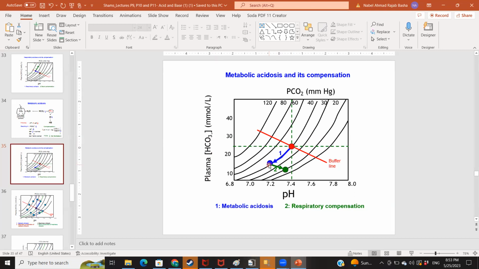So immediately, within seconds, the lungs will respond and they will try to excrete CO2. As you can see at this point, I'm at level 40 of CO2. The lungs will hyperventilate and I will move to level 20 of CO2. You can see if we follow this line, it's 20. And as we went this way, we moved the pH from 7.2 to, let's say, 7.3, for example. So this is a compensatory mechanism, and it is driven mainly by the lungs. This is what happens in metabolic acidosis.